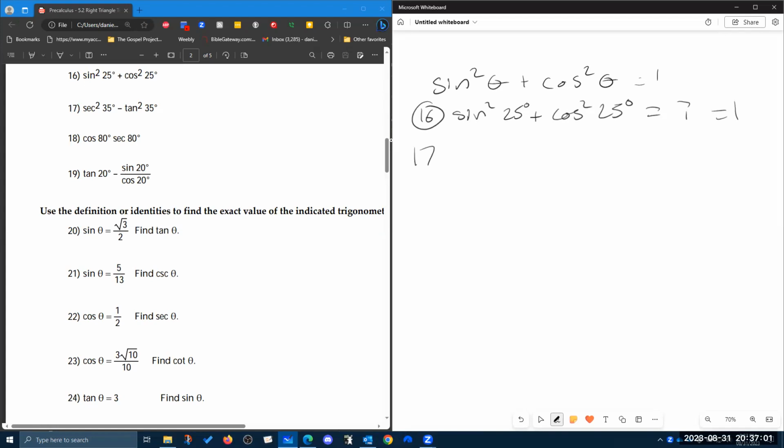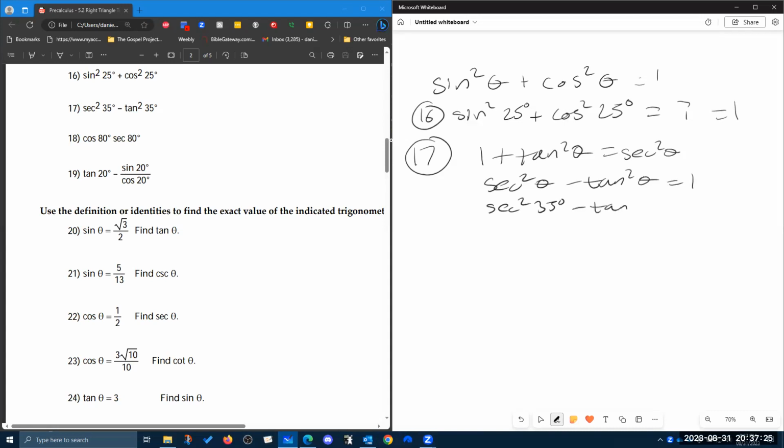Another version of that is that 1 plus tangent squared is equal to secant squared. So we can rearrange that to say secant squared minus tangent squared is going to be 1, which is what we have in number 17. That secant squared of 35 degrees minus tangent squared of 35 degrees has to also be equal to 1.